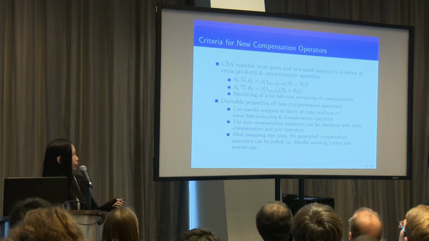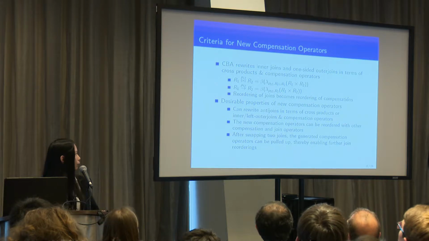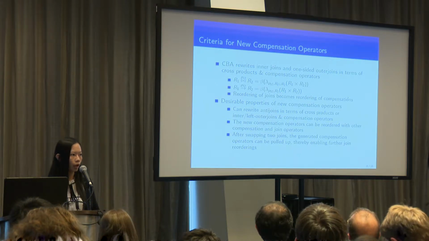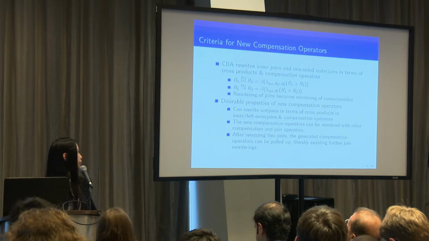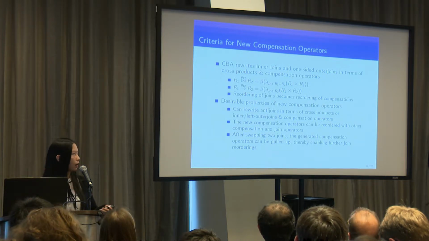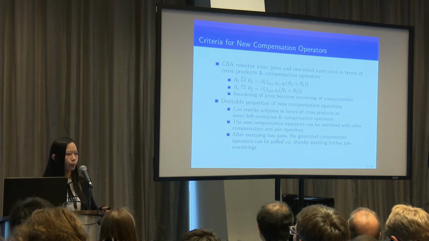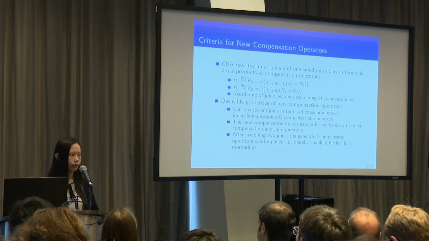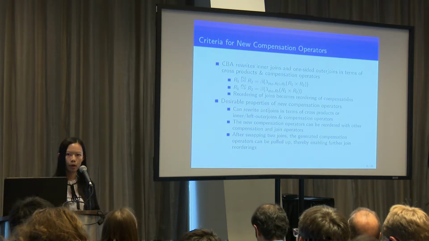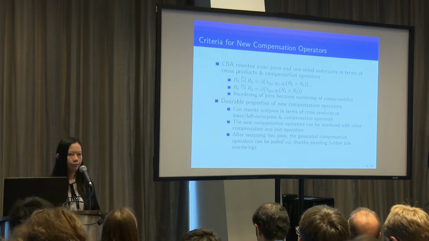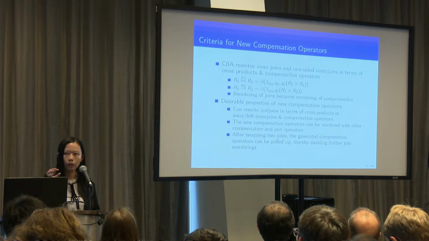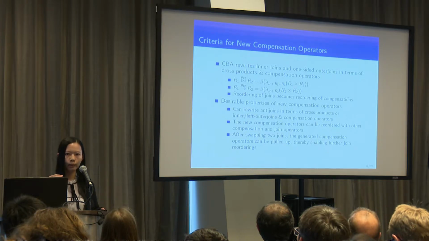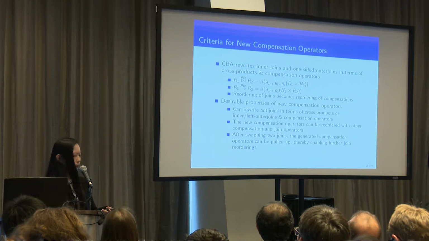First, we also want to rewrite anti-join to cross product or inner join or left outer join because we already have ways to handle inner join or left outer join. Second, I hope the new compensation operators can be reordered with other compensations and joins as much as possible. Third, after swapping two join operators, I want to pull up the compensations so that further join reorderings are enabled.